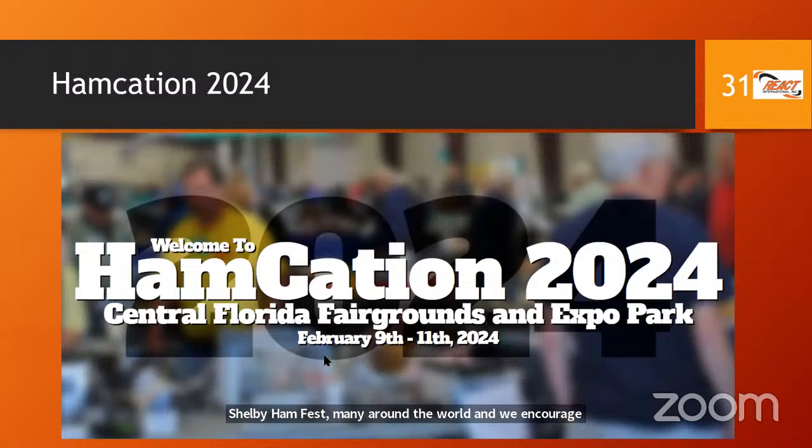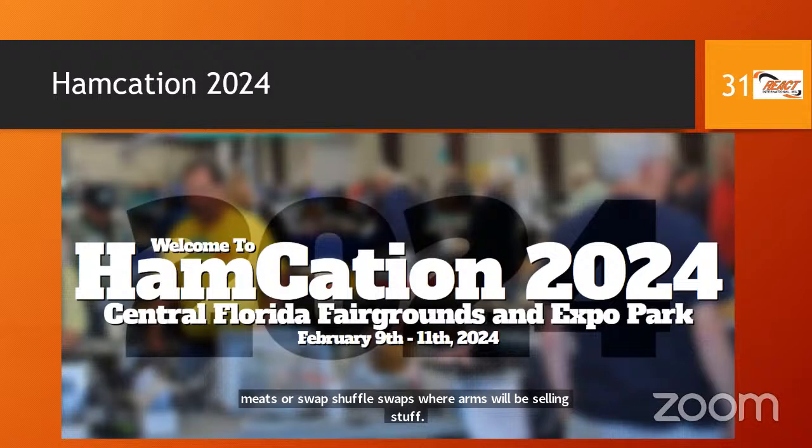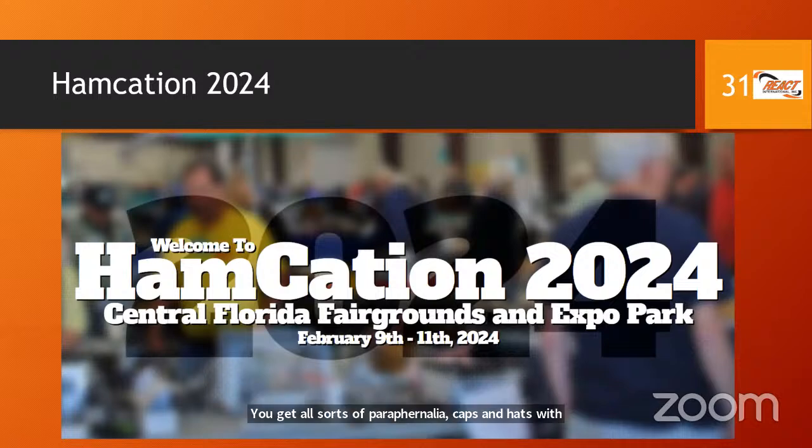You will meet several like-minded amateur radio operators. You will be able to see demonstrations. You have vendors. Sometimes they have announcements of new equipment. You have swap meets or swap shops where hams will be selling stuff. You get all sorts of paraphernalia, caps and hats with your embroidered call sign. A lot of stuff is on sale, including training material, used and new amateur radio equipment, electronics and so on, vintage stuff.